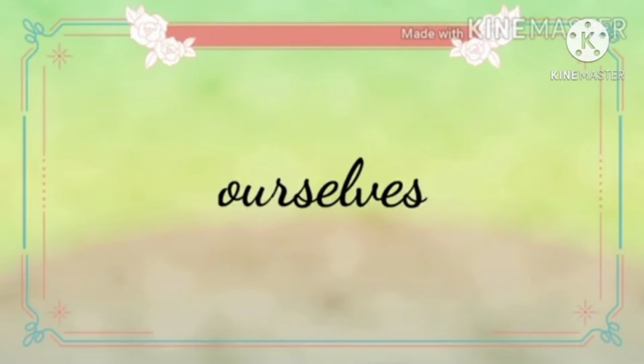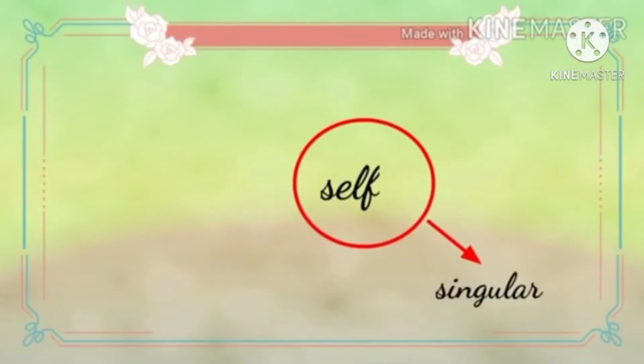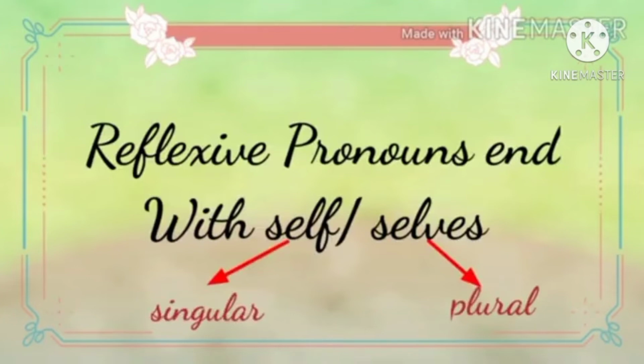Ourselves. But in the case of singular, we use self. Myself. Keep in mind, children, reflexive pronouns end with self or selves.